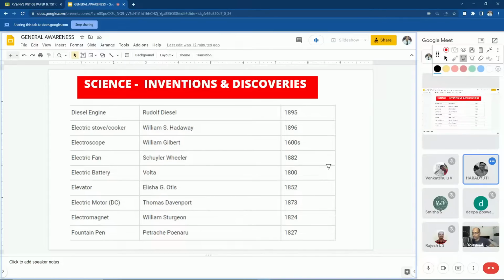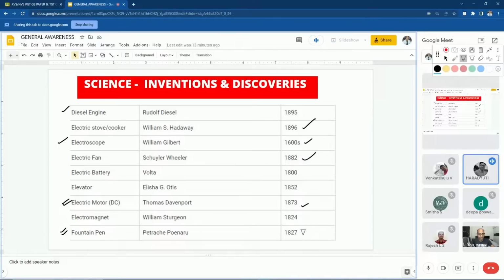Diesel engine, Rudolph Diesel. Electric stove or cooker, William S. Hadaway, 1896. Then electroscope, William Gilbert, 1600s. Next, electric fan, Schuyler Wheeler, 1882. Electric battery, Volta, 1800. Elevator, Elisha G. Otis, 1852. Electric motor, DC, Thomas Davenport, 1834. Fountain pen, Petrache Poenaru, 1827.